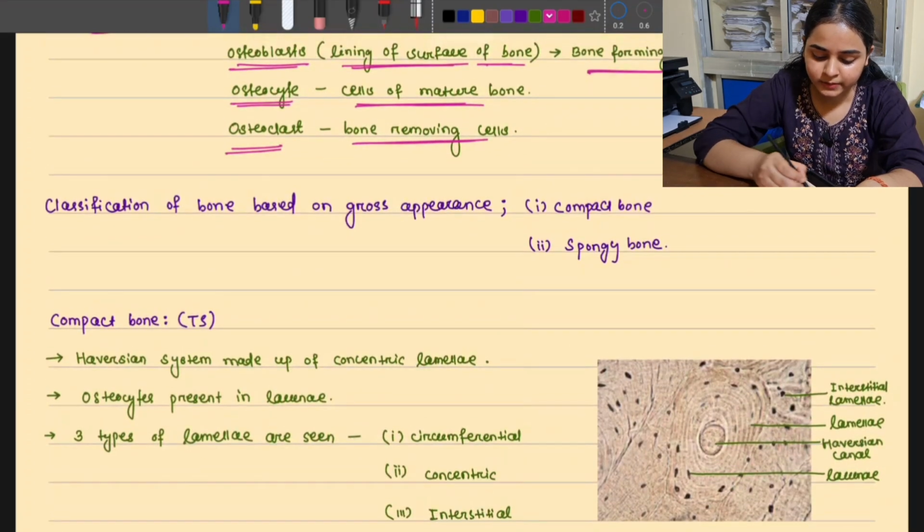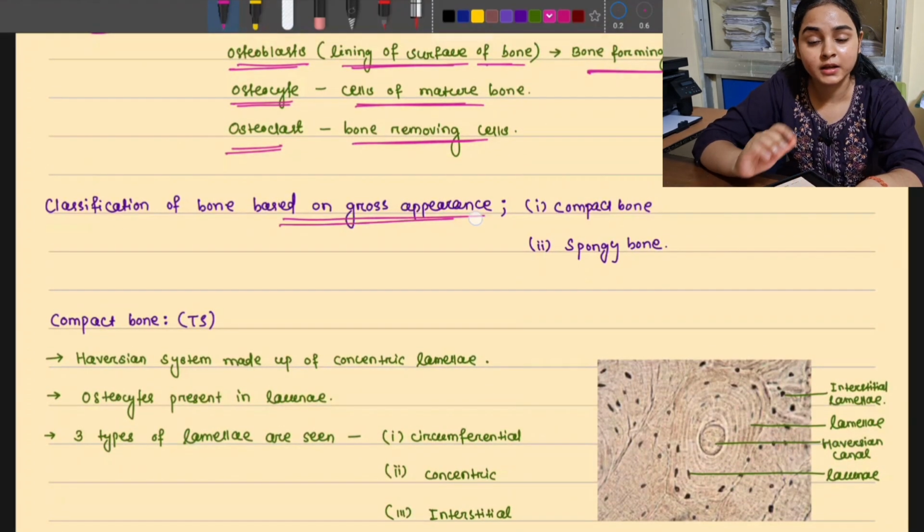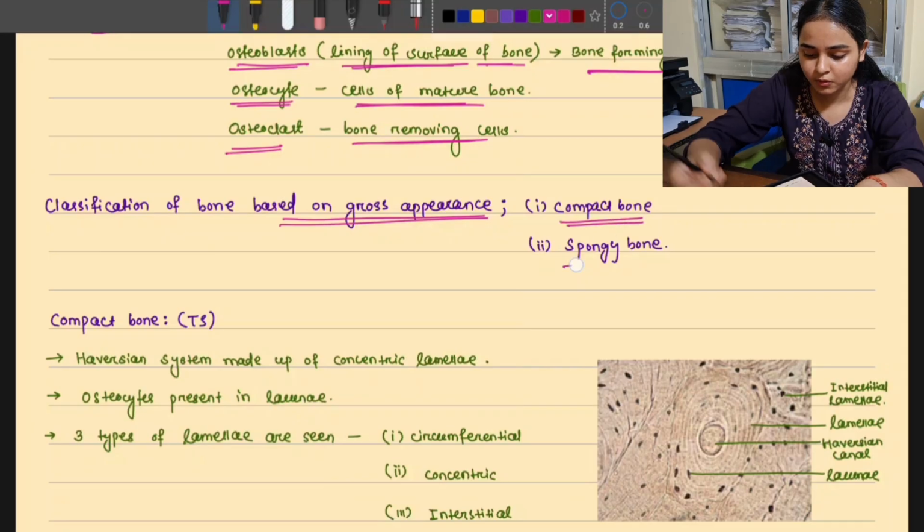Now the classification of bone based on the gross appearance. There is a whole classification of bone, but I am only taking into consideration the gross appearance because we are going to study about histology of the compact and spongy bone. So the classification of bone based on the gross appearance is compact bone and spongy bone.